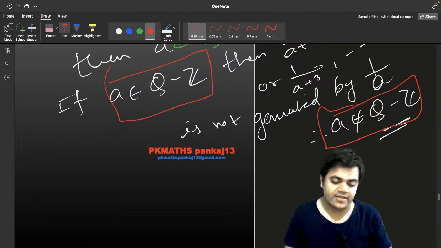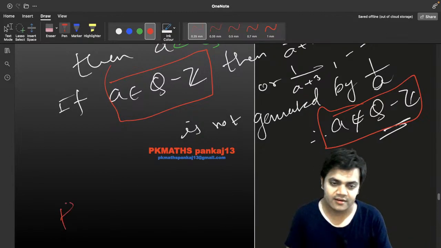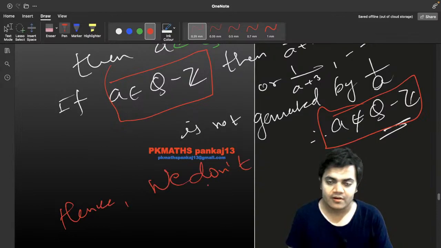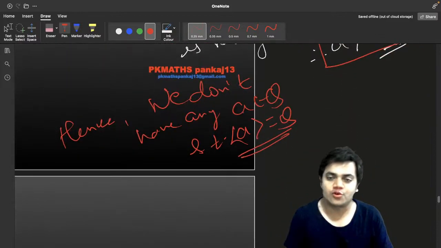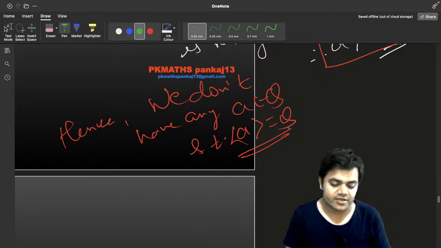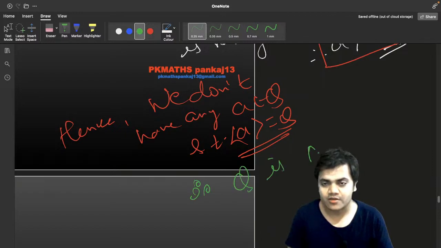So we can say that here we don't have any A in Q such that A is going to generate Q. We do not have any A in Q as a generator which can generate Q. So as we don't have any generator, therefore we shall say that Q is not cyclic.